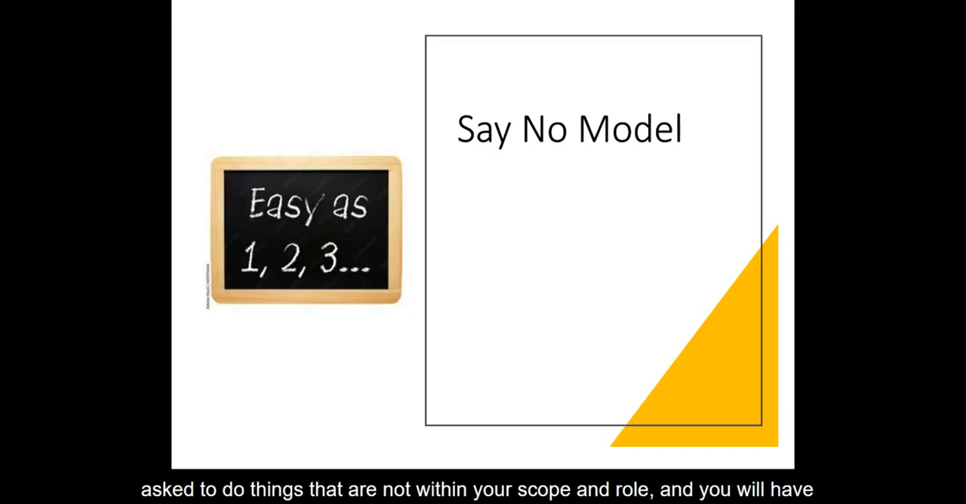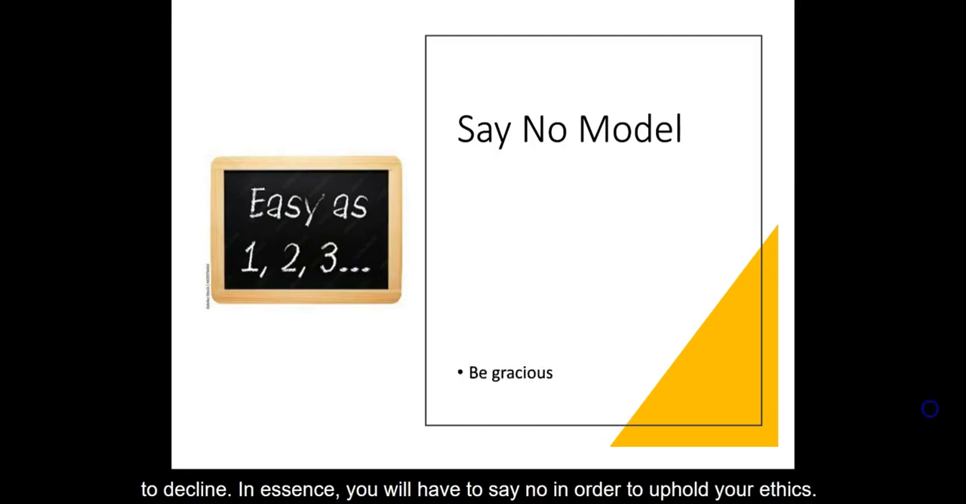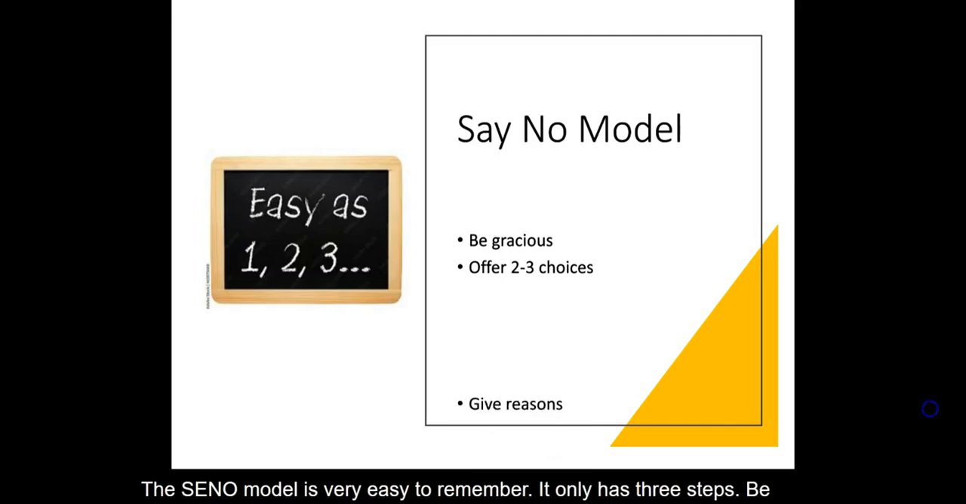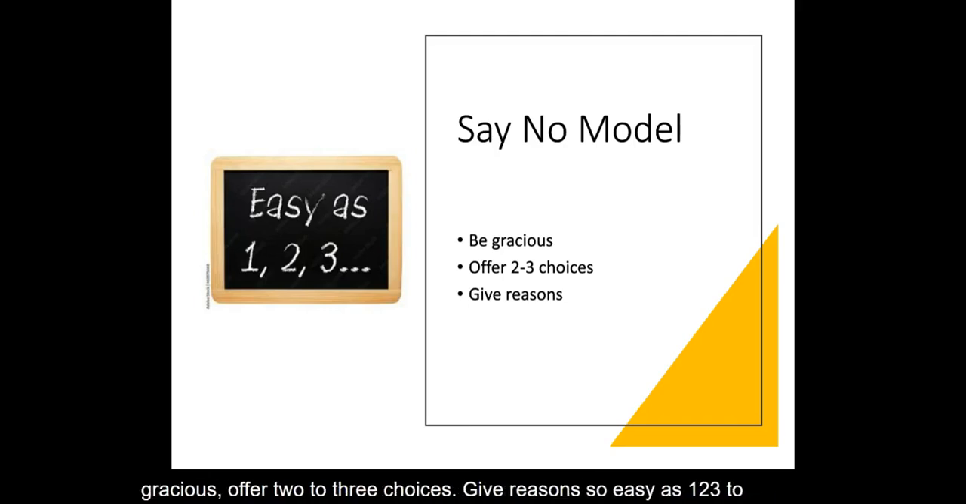The Say No model is very easy to remember. It only has 3 steps: be gracious, offer 2 to 3 choices, give reasons. So easy as 1, 2, 3 to remember. Because while it is easy to remember the steps, it's not that easy to actually put it into practice.